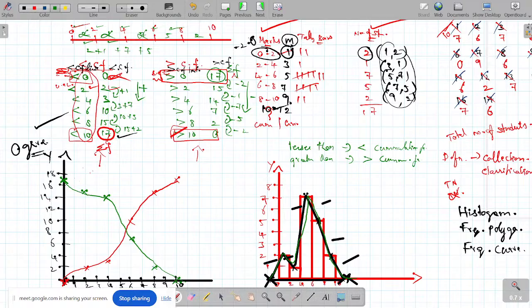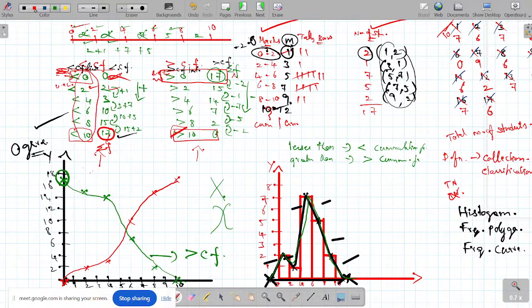You'll find the shape of the curve as an elongated X. What is X? It's been elongated, like an elasticity effect. Like you'll find this type of curve. It's called an elongated X-shaped curve. I remember some questions asked in the exam. What is this curve? Drawn with the help of greater than CF values. This is called the greater than CF or ogive curve.